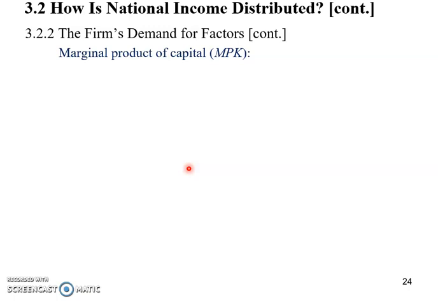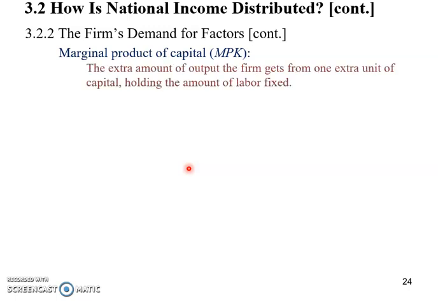Again, here K stands for capital. MPK is defined as the extra amount of output the firm gets from one extra unit of capital, holding the amount of labor fixed.